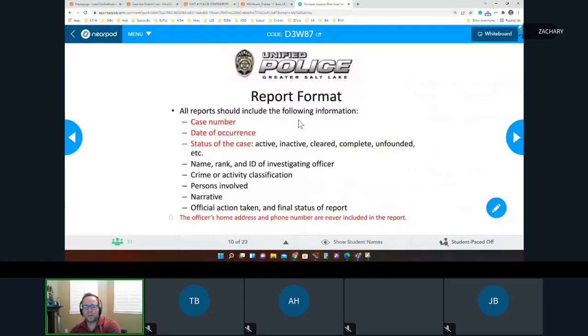Okay, the report format. There's a certain format that it goes in. They're going to have the case number, the date of occurrence, the status of the case, whether it's active, inactive, cleared, unfounded, etc., names of the persons, and the narrative. The officer's home address and phone number are never included in the report. That's for the safety of the officer.